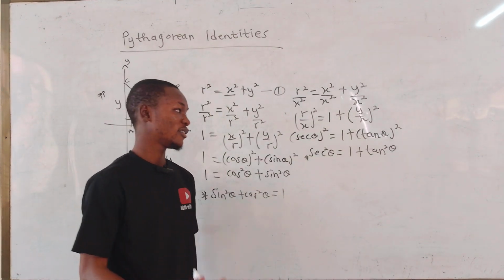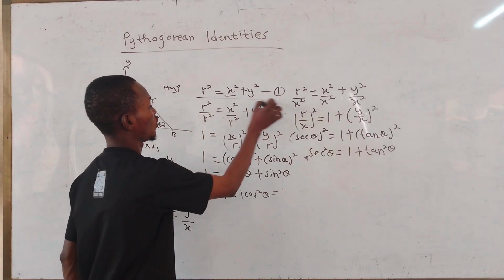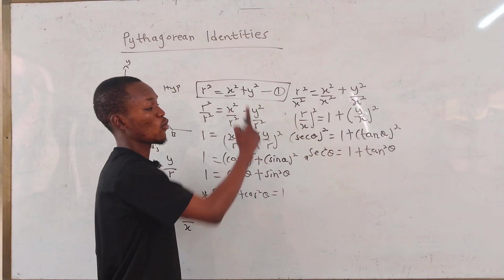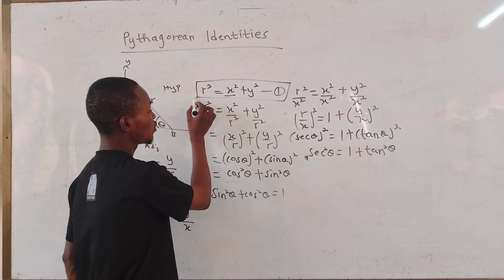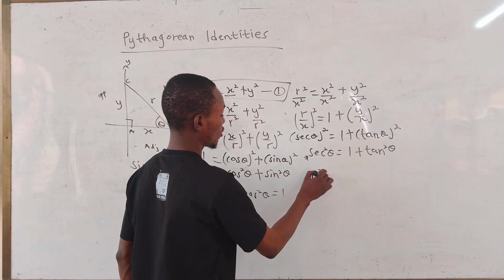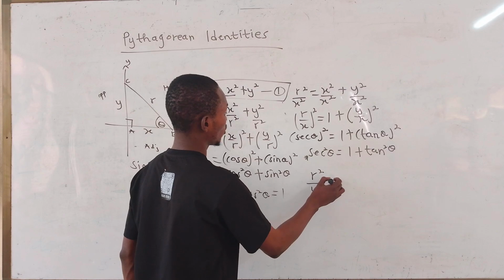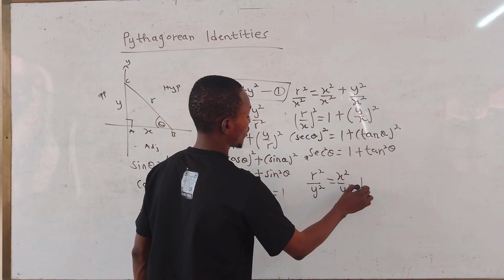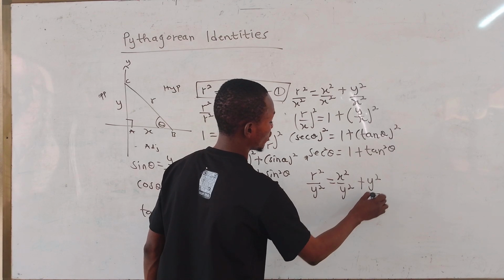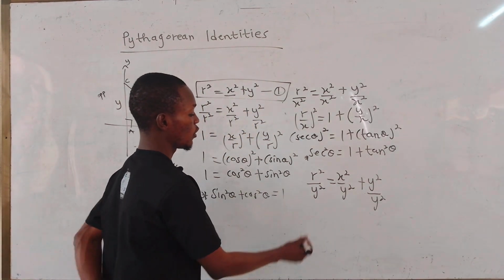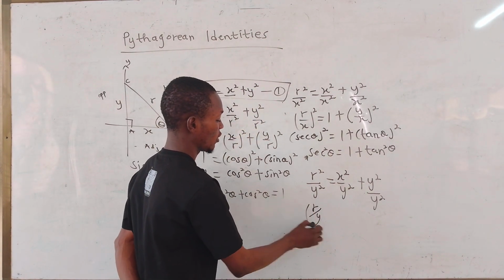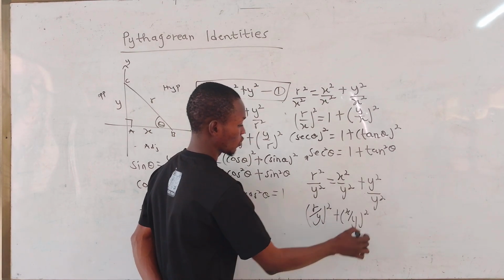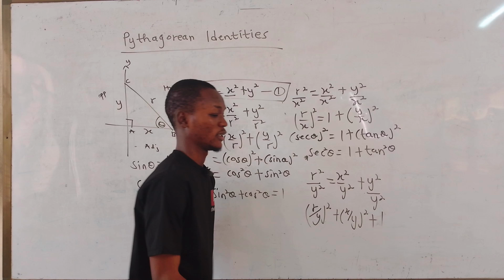Now the last Pythagorean identity, we are still going to consider the first equation. With the last one, we are going to divide through by y squared. Now when you divide through by y squared, it means you are getting r squared on y squared, which is equal to x squared on y squared plus y squared on y squared. Now this can be written as r on y all squared, equal to x on y all squared plus 1.